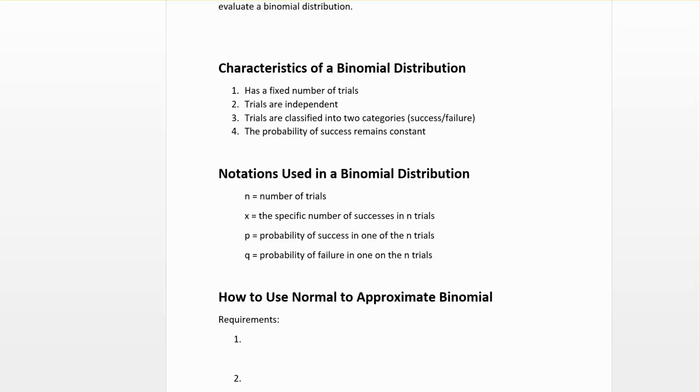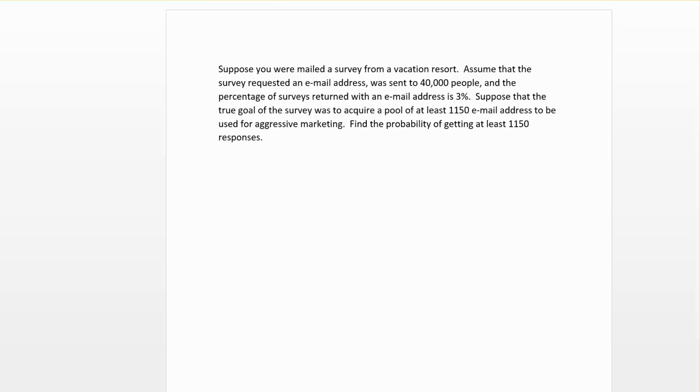So if you remember back to doing binomial distributions, hopefully that clarifies some things. In the notation we used, n was the number of trials that we were going to perform. x was the specific number of successes we were looking for. p was the probability of success in one of the trials, like 0.5 for flipping a coin. And q was the probability of failure on one of the trials, and that would just be 1 minus p, because they're complements of each other.